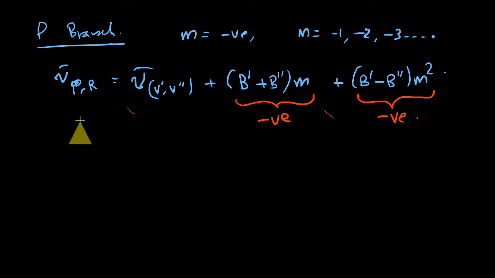So the nu bar P will be less than nu bar V prime V double prime, or the frequencies in the P series of the rotational fine structure will be less than the frequency that you would expect in the case of only a vibrational transition. If only a vibrational transition was happening, the wave number you would get would be this, and each wave number we get will be less than that. So the wave number is decreasing.